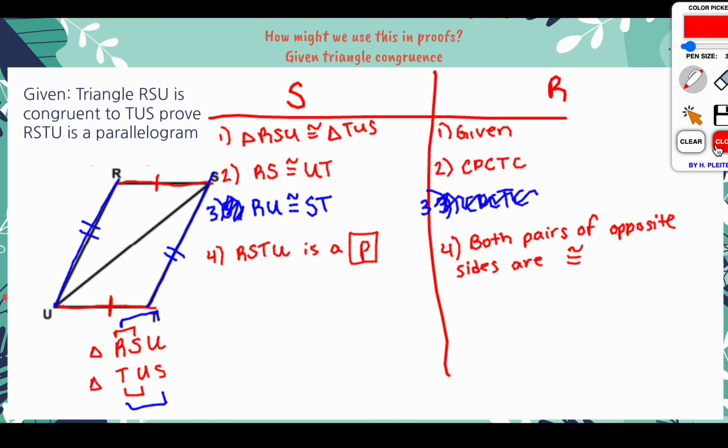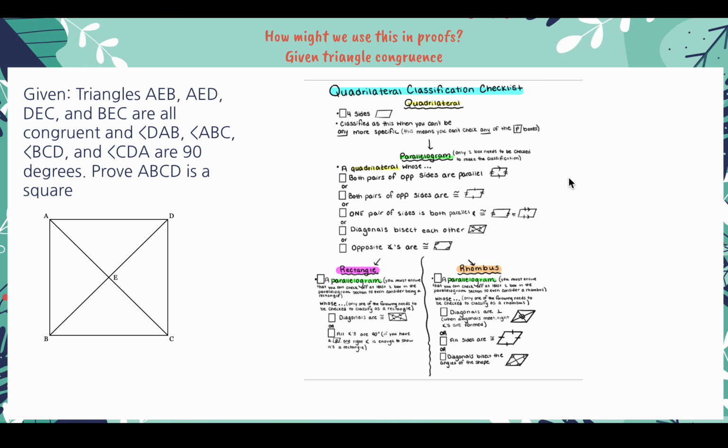All right, so let's get into this next question. The next question is going to be a little bit more involved, but we're going to do the same thing. We're going to plan it out first, and then we will start to attack it. So we have triangles AEB, AED, DEC, and BEC are all congruent. Wow, that's a lot of triangles.